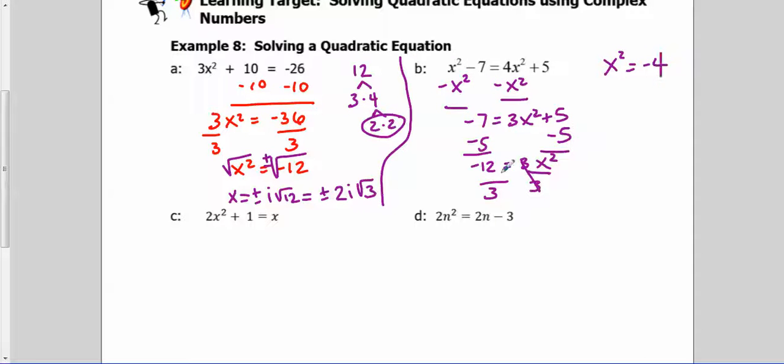I'm going to solve this by doing a plus or minus square root. So I get x equals plus or minus. Now the negative comes out as an i, and the square root of 4 is 2, so it's just plus or minus 2i.